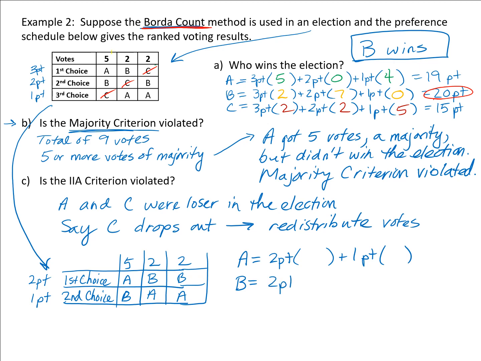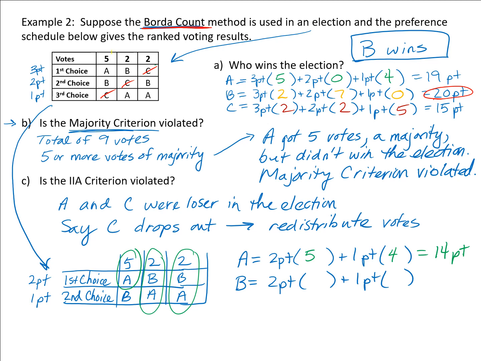So let me just set up the calculation first. On my page, I find it much easier for organization if I set up 2 points and 1 point, and then I can put the particular votes into the parentheses. So let's start with A. A had 5 votes for first choice, and then 4 for second choice. So when I calculate that, that would be 10 plus 4 or 14. So their score for Borda count once C drops out would actually change to 14 points.